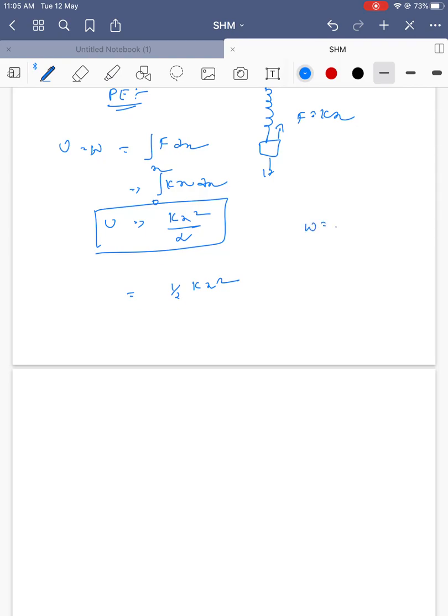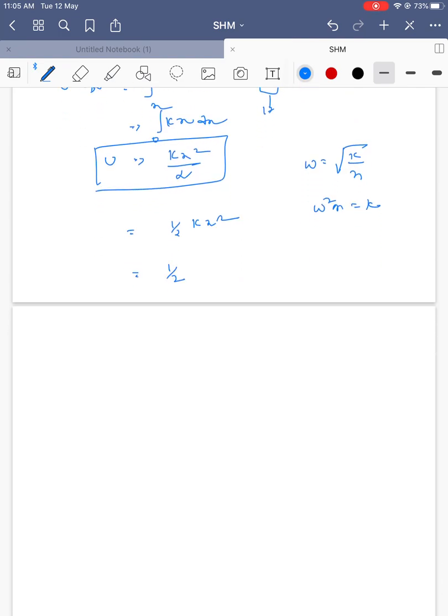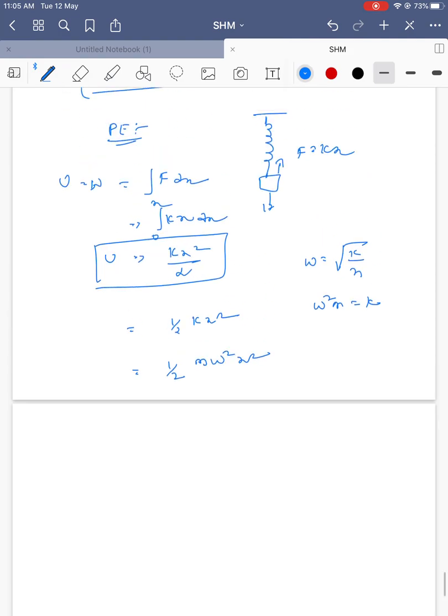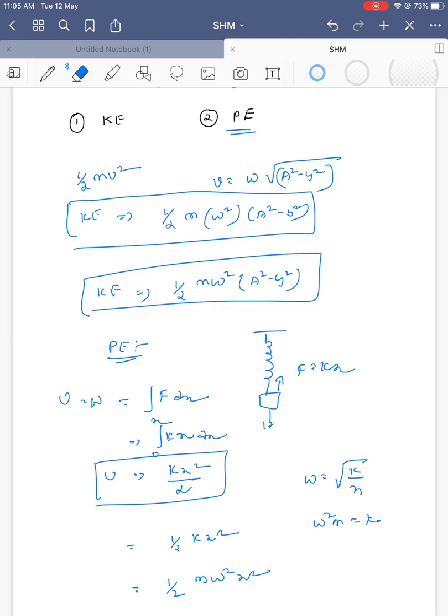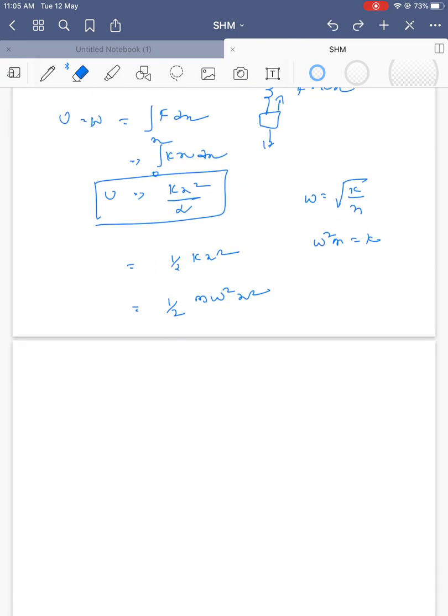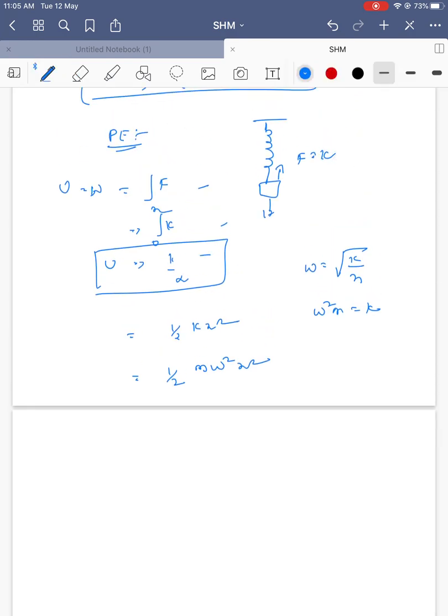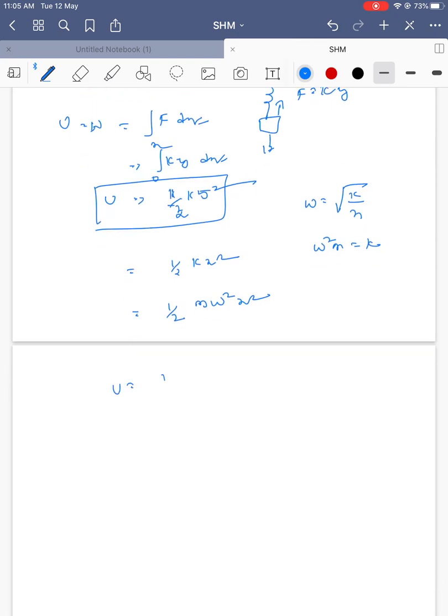So we have the relation omega is equal to square root of k by m, so k is equal to m omega square. If I replace this, half m omega square into x square. Here I wrote y, and x and y are both the same. If you displace a little bit y, then integral of ky dy gives half k y square. So this potential energy is equal to half m omega square x square.